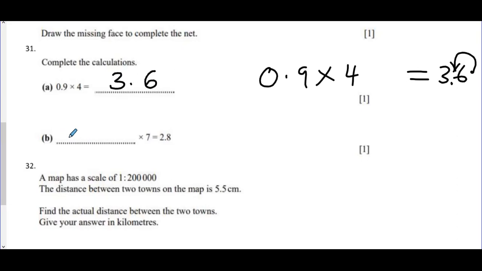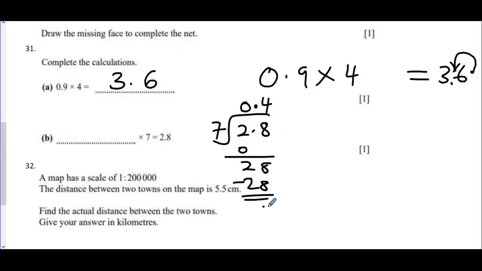A certain number times 7 equals 2.8. So there's a missing number here. So what do you do? Just take this times 7, then do the reverse of that. So you're going to have 2.8 divided by 7. And this will give you 0.4. So the answer here is 0.4.